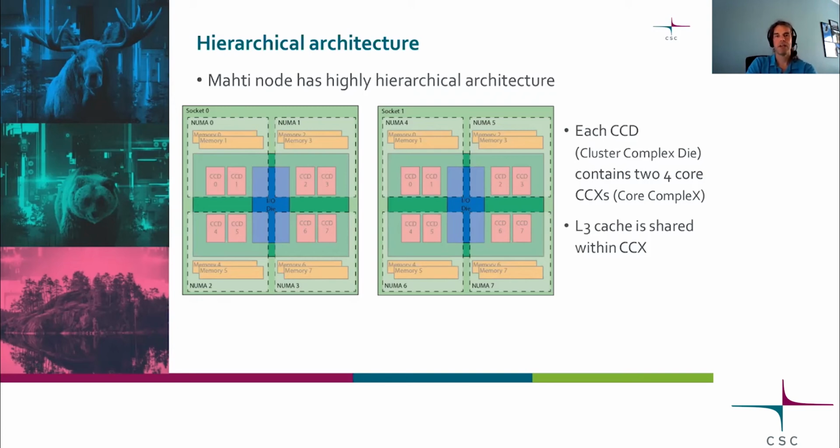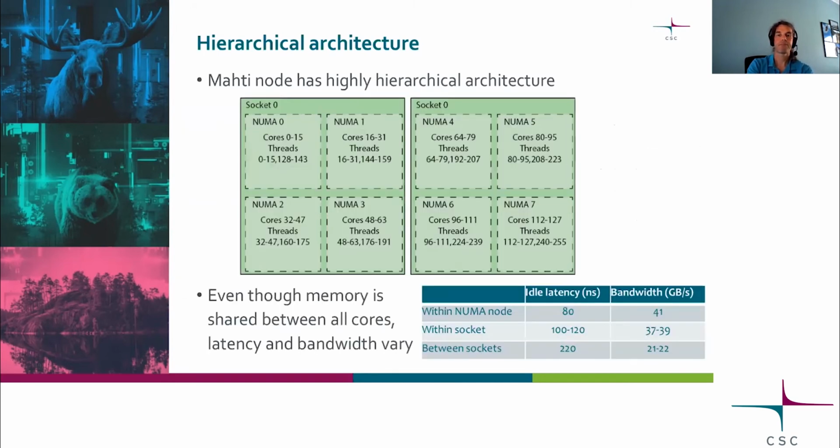For most applications, the really biggest thing to know about the hierarchy is that 4 cores share the L3 cache, and then the differences between sockets and NUMA domains. So even though the memory is shared between all the cores, the latency and bandwidth vary depending on whether you're accessing memory from the same NUMA domain or within the same socket.